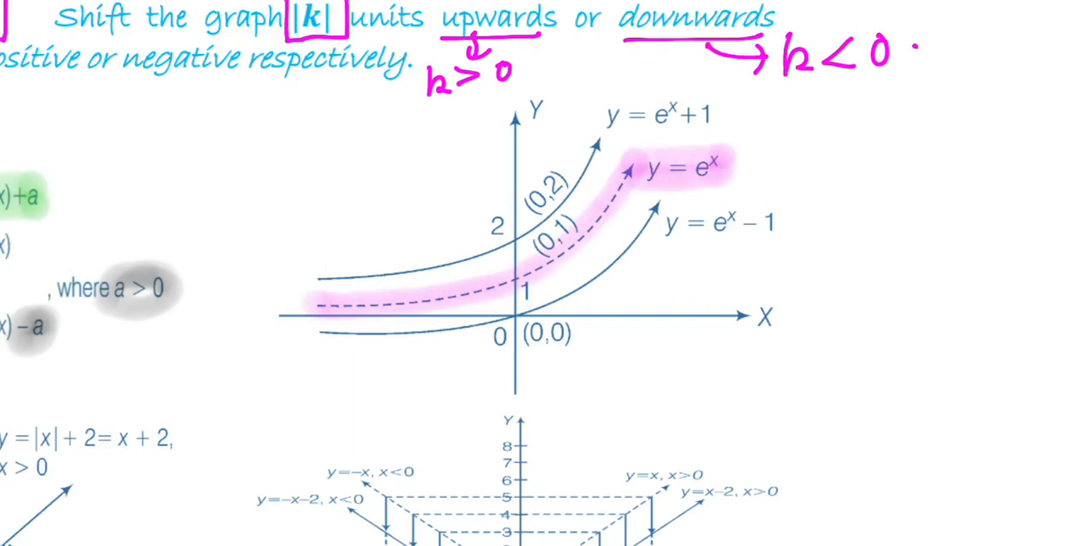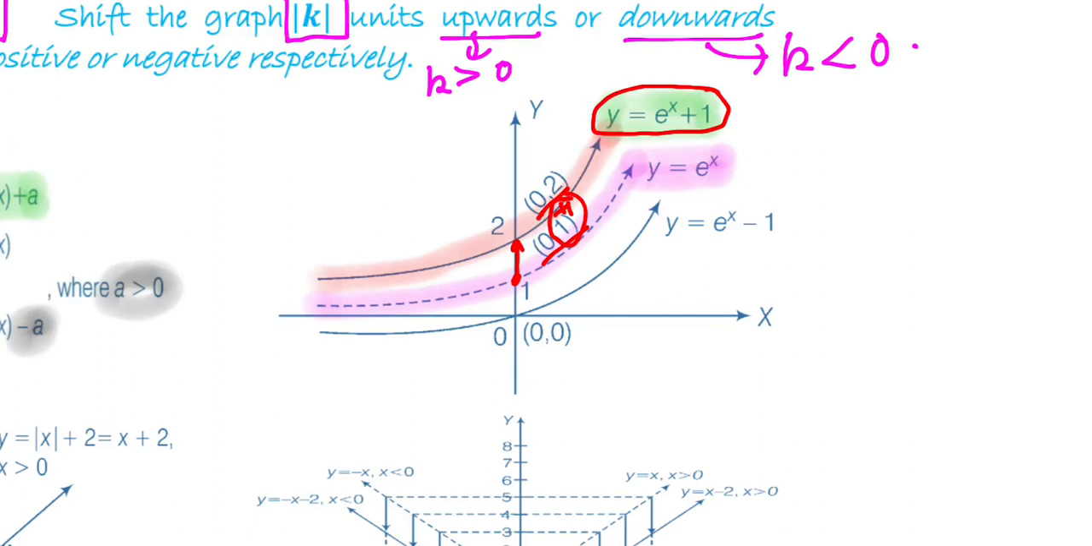Now suppose we have to draw the graph of y is equal to e raised to the power x plus 1. So every point will be shifted 1 unit upward. The graph we obtain in this case is this graph. This point, earlier it was (0, 1), becomes (0, 2). We have added 1 to the y coordinate and we obtain the graph of the function y is equal to e raised to the power x plus 1.